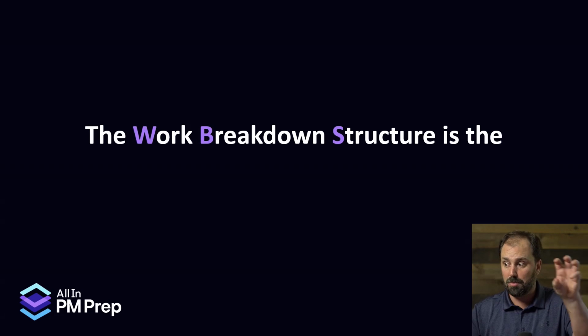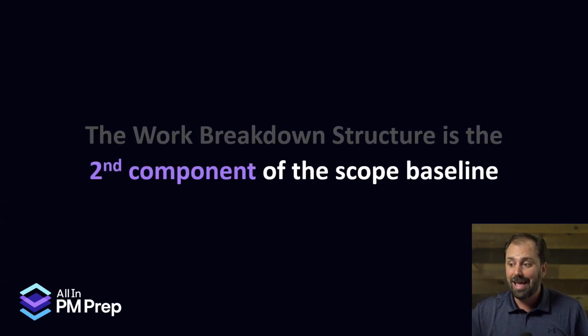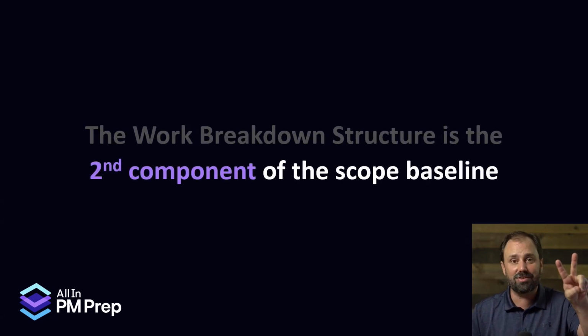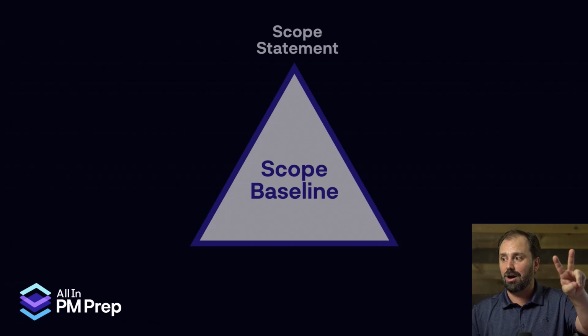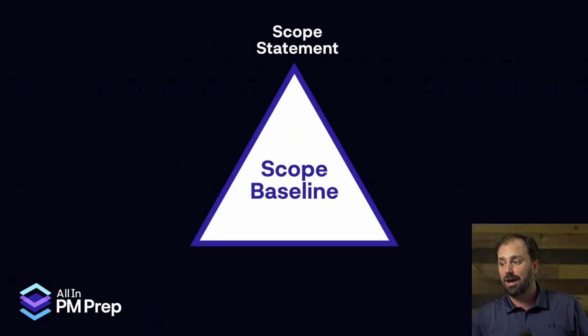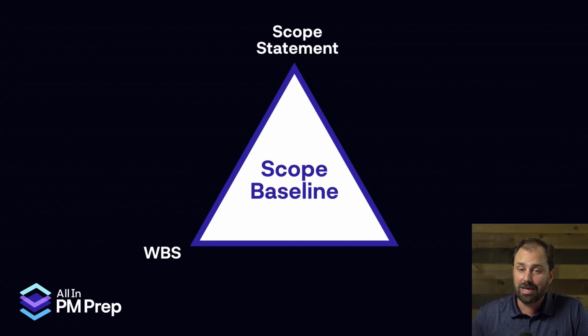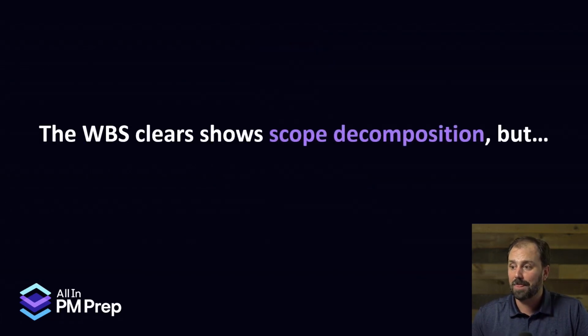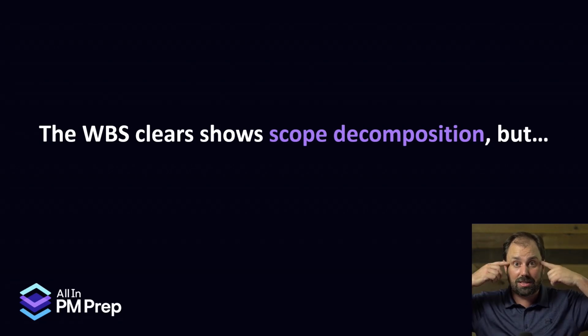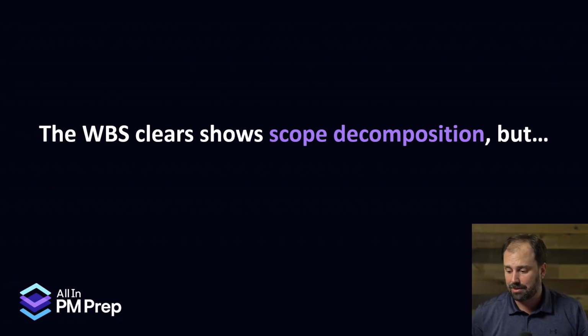Now, the WBS, work breakdown structure, is the second component of the scope baseline. We're doing it, y'all. So we started with the scope baseline. We have the scope statement to build it out. We got the WBS. We got one more piece. Now, the WBS itself clearly shows how the scope decomposes in visual form. You can see it with your eyes.